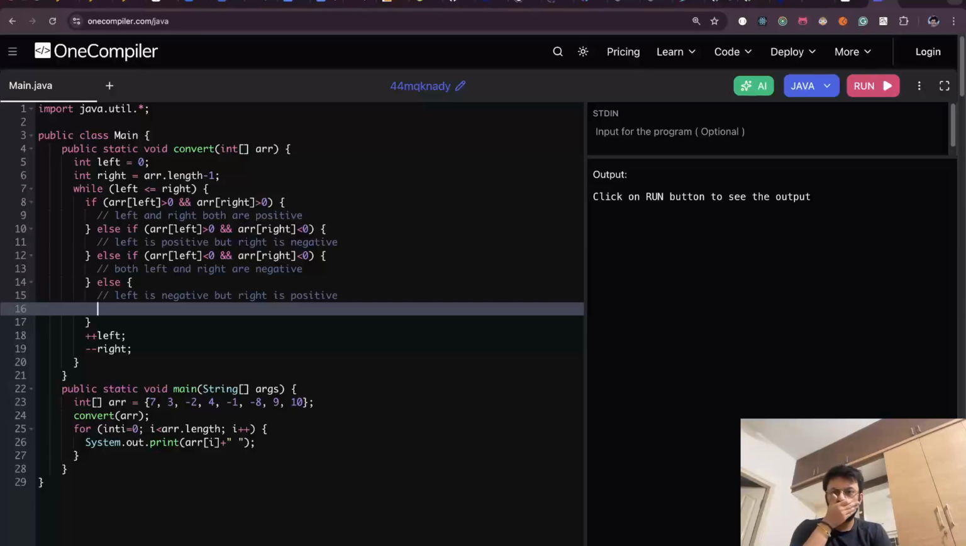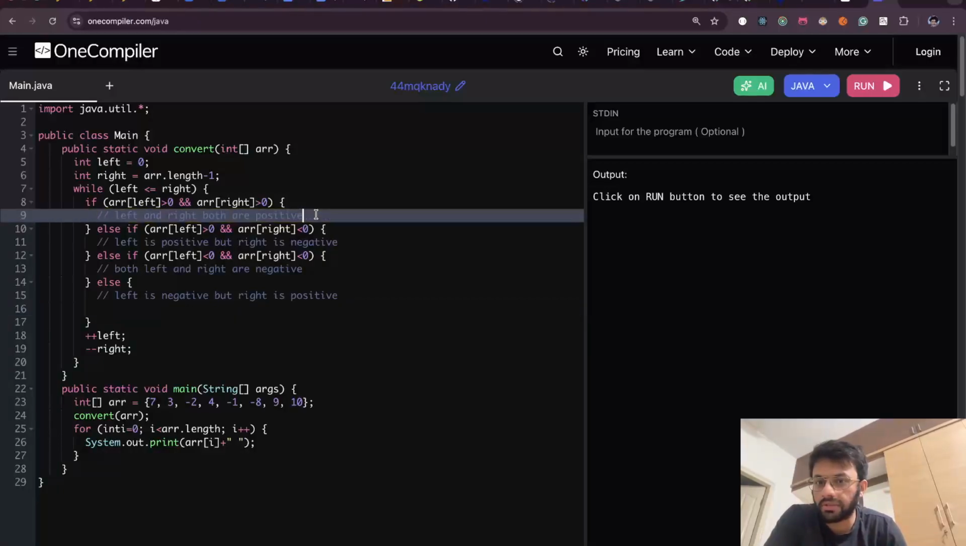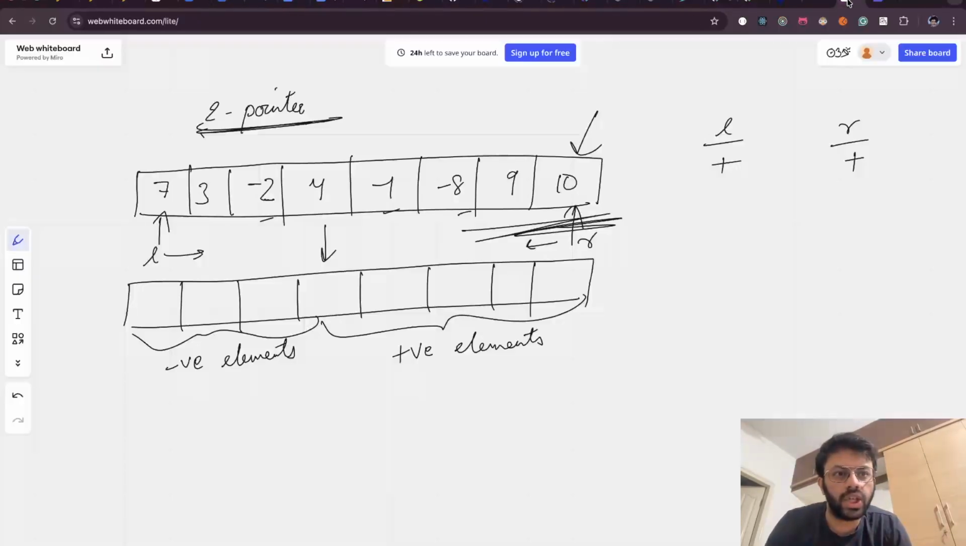Okay. Now just think, what we have to do here is, if my pointer is pointing to a wrong element, if there is a wrong element in both the ends, then I need to swap them. For example, what I mean is left and right both are positive. Now remember, what was the condition? What was my question? That the negative elements should be on the left, isn't it? The negative elements should be on the left.